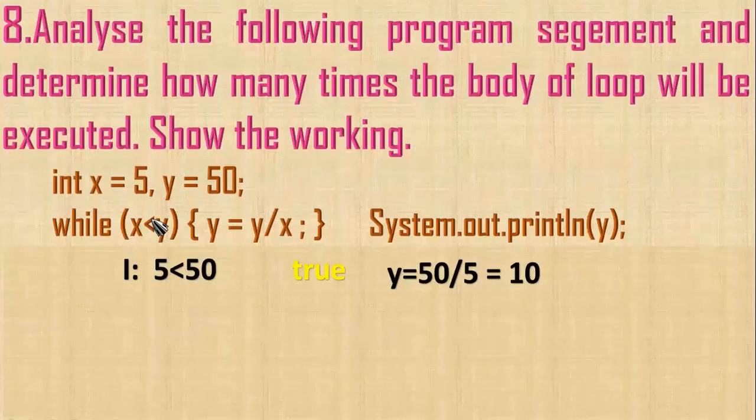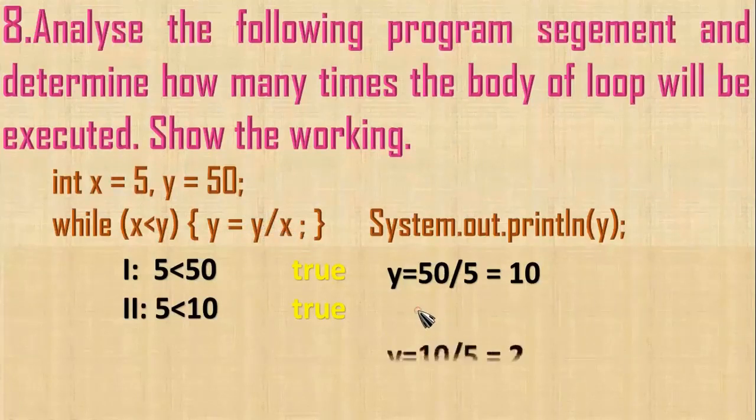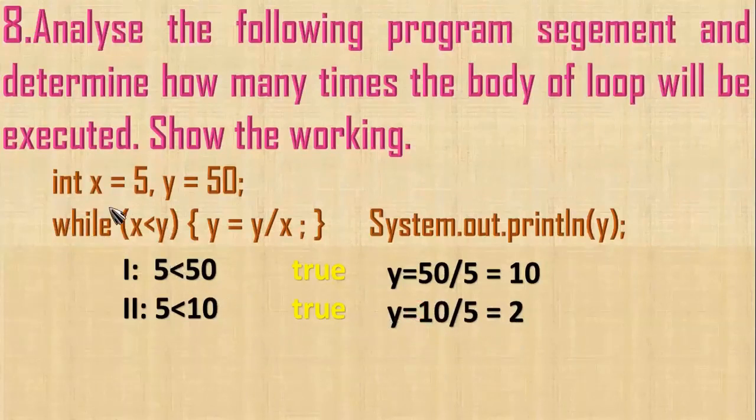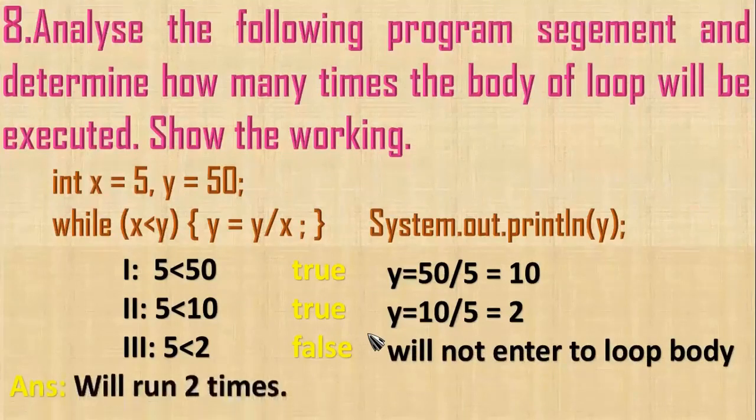So now again y's value is 10, which is compared with x, that is 5 is lesser than 10, that is true. Now y's value is 10. 10 divided by x is 2. Now it checks whether 5 is lesser than 2 or not. This is false, so the body will not be executed. It will come out and then print y's value as 2. So this body will get executed only 2 times. The output will be 2.